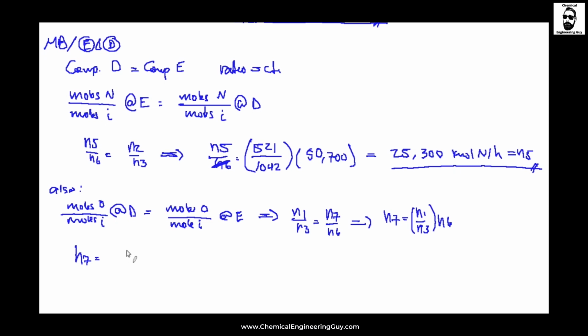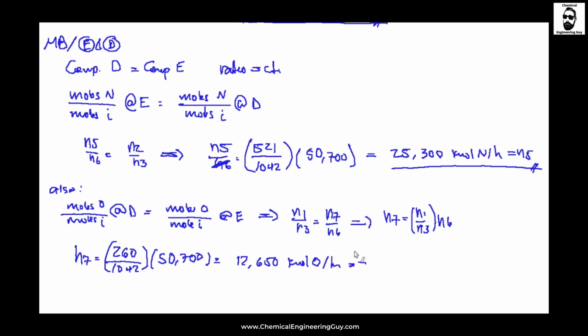Let me look up N1, it's 260, and N3, we used it already, is 1042, and N6, we just got it, it's 5700. So doing this calculation, I got 12,615 kilomoles of octane per hour.